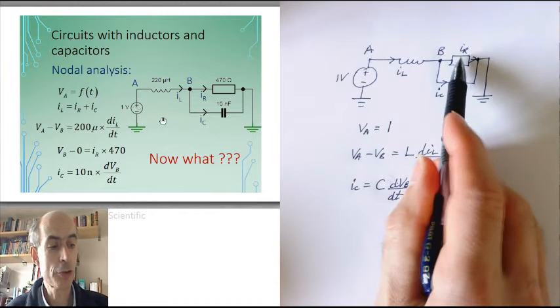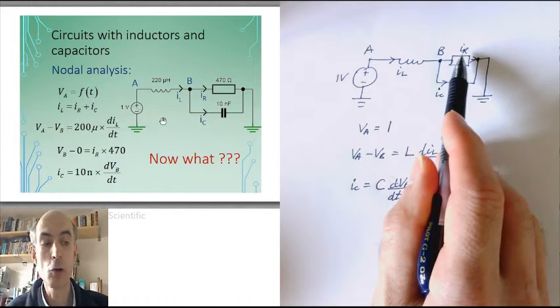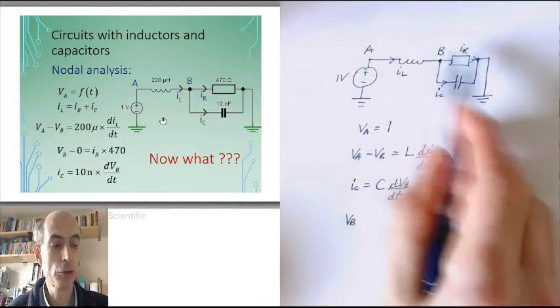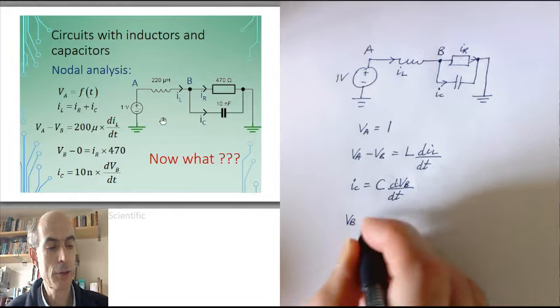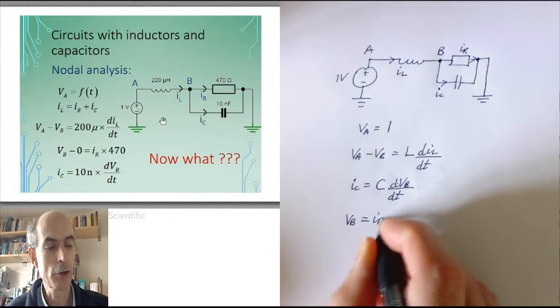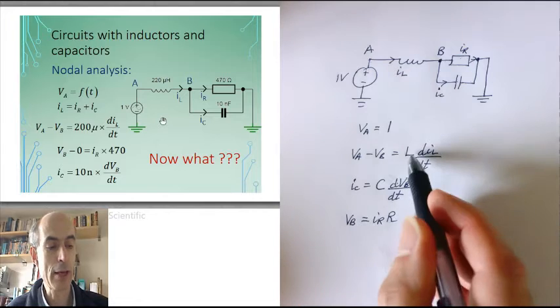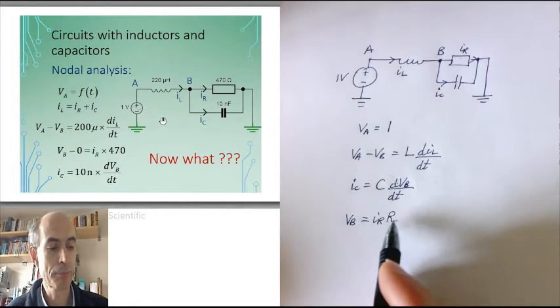For the resistor here, I can just apply Ohm's law, and that would give me that VB minus 0, or just VB, is equal to IR times the value of the resistance R. I'm leaving these with L, C and R for the time being.